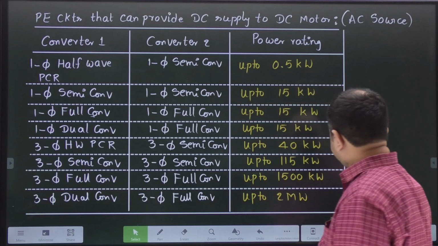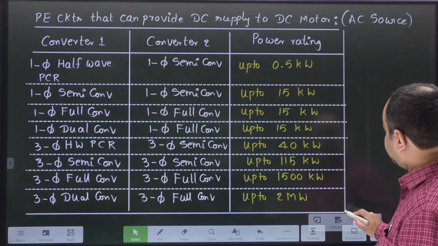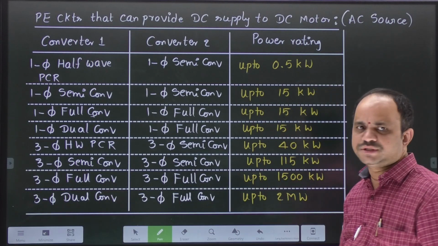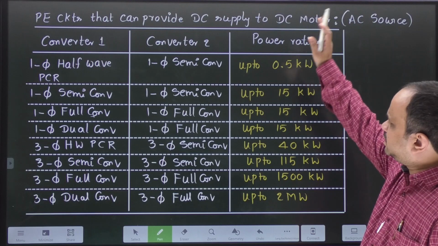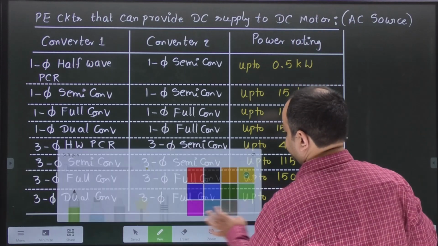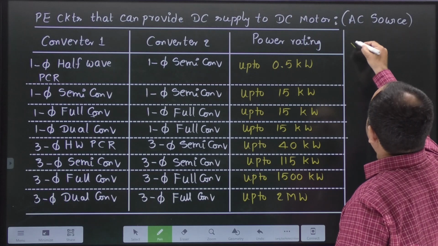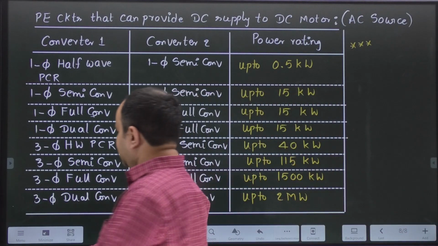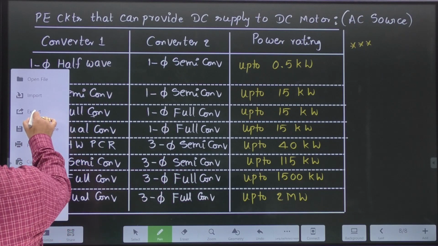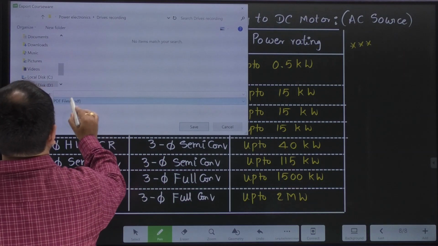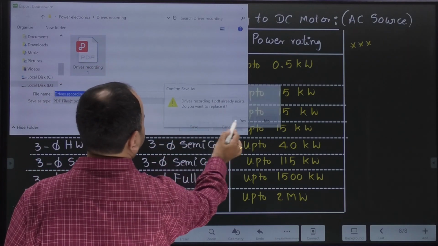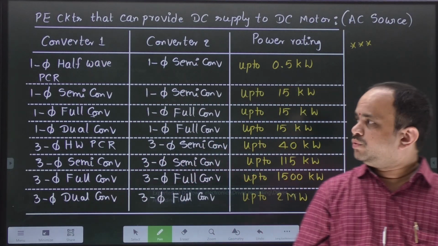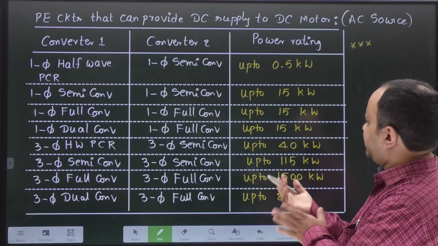So these are the combinations. So this table is very important, guys. In our objective exam, if at all a question comes from these drives applications, this table is very important. Okay. So in the converter 1, converter 2 means armature side, this is the circuit, and the field side, this is the circuit. What could be the power handling capacity of that particular drive application? Okay. Now there is another concept.